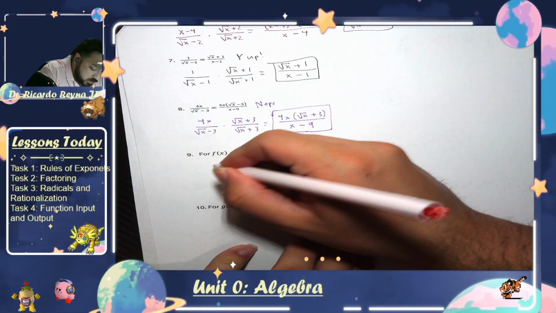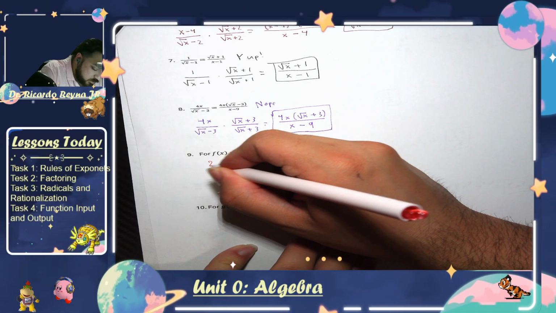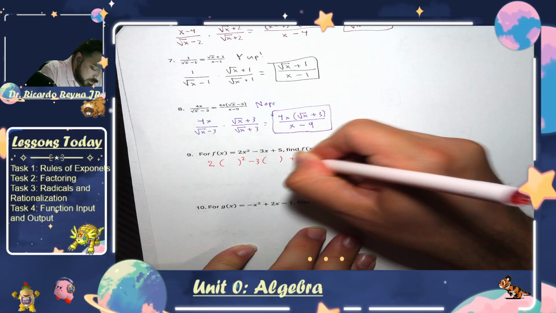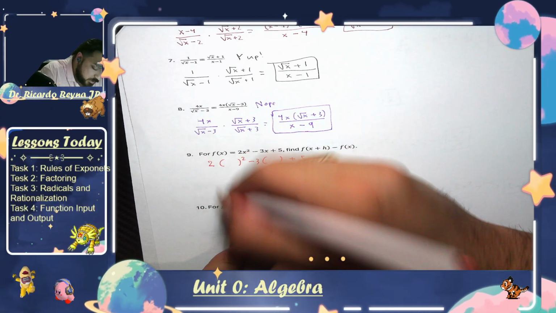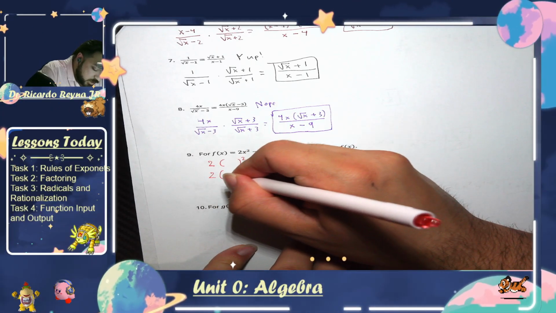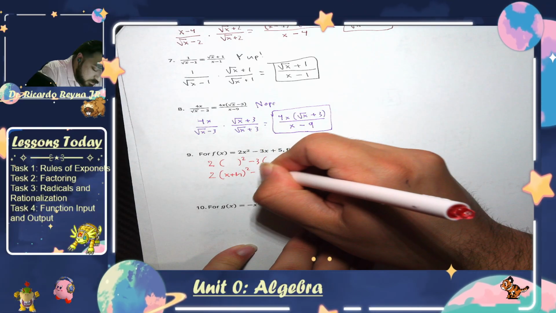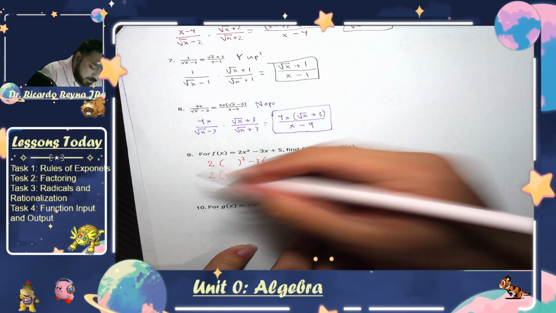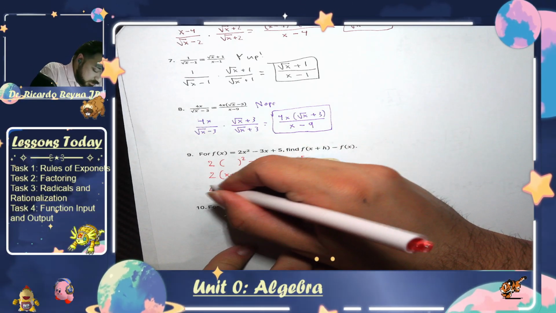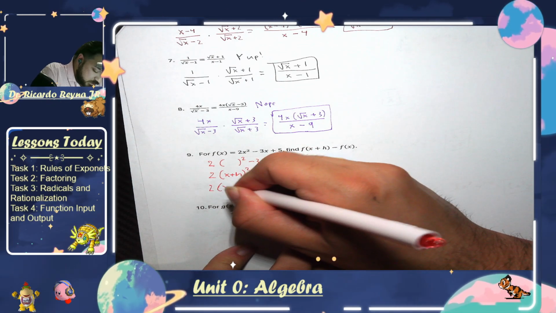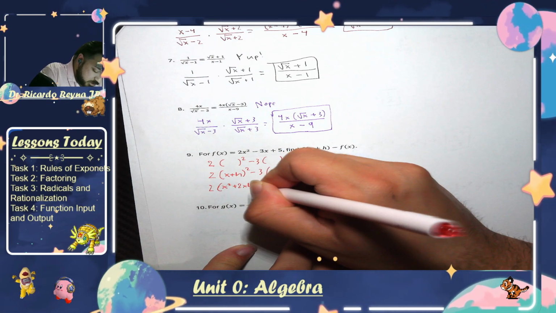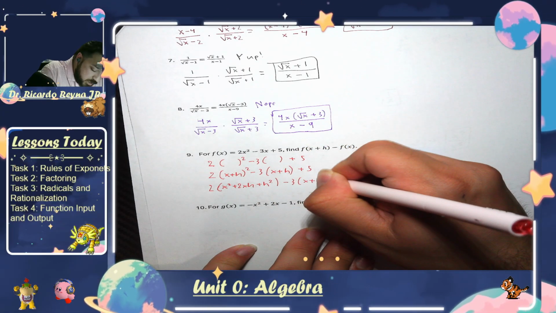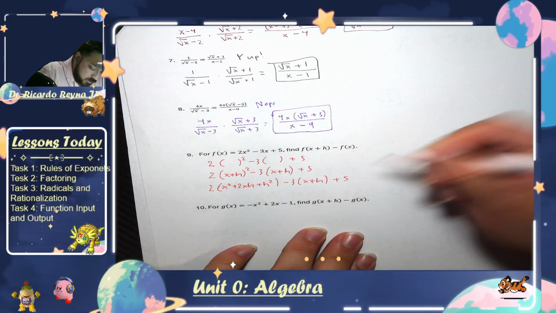Remember, everywhere we see an x, we replace it with a blank, so we got 2 blank squared minus 3 blank plus 5. We're going to put the x plus h in that, so 2 times x plus h squared minus 3 times x plus h plus 5. And then we're going to do this first. We got x squared plus 2xh plus h squared minus 3 times x plus h plus 5, and then we'll distribute.